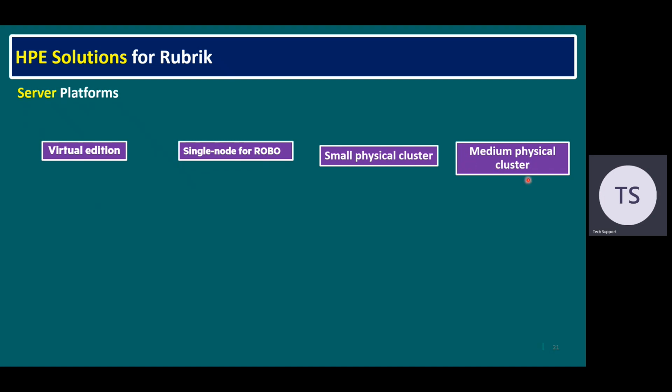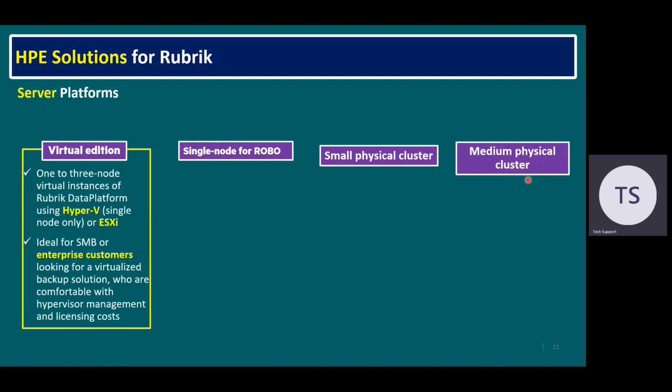The virtual edition is a completely software model, and you can run 1 to 3 node virtual instances of the Rubrik platform using Hyper-V single node only, or ESXi. It is ideal for enterprise customers looking for a virtualized backup solution. Some customers, instead of using a physical architecture, want to use a virtualized backup solution. In that scenario, we'll go with a virtual edition.